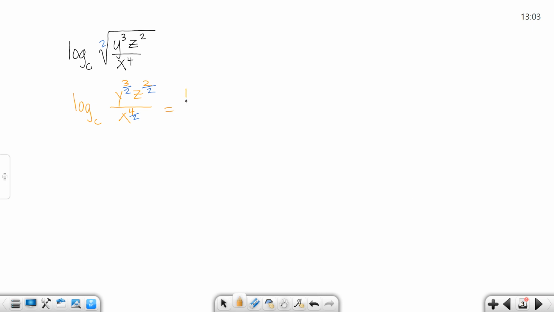Now, let's clean up that expression. It's the log base c of y to the 3 halves. That doesn't simplify. Z to the 1 and x squared. Now, that's not our answer. My directions said expand the expression. When you expand the expression, you see that you have a y, a z, and an x. So that means you need 3 logs. So you need a log for the y term, and you need a log for the z term, and you need a log for the x term.